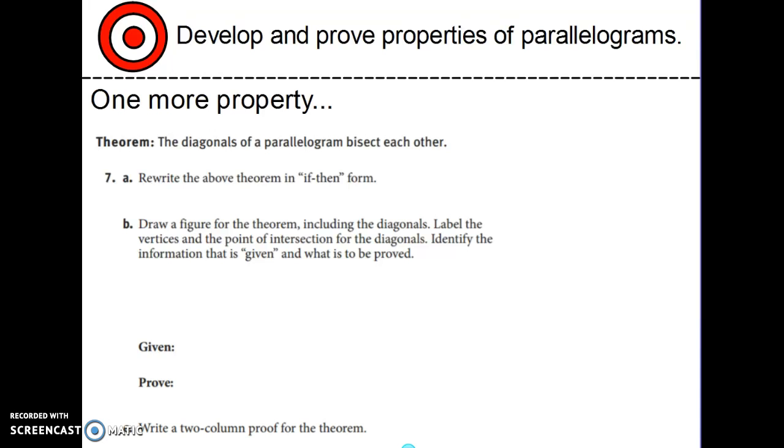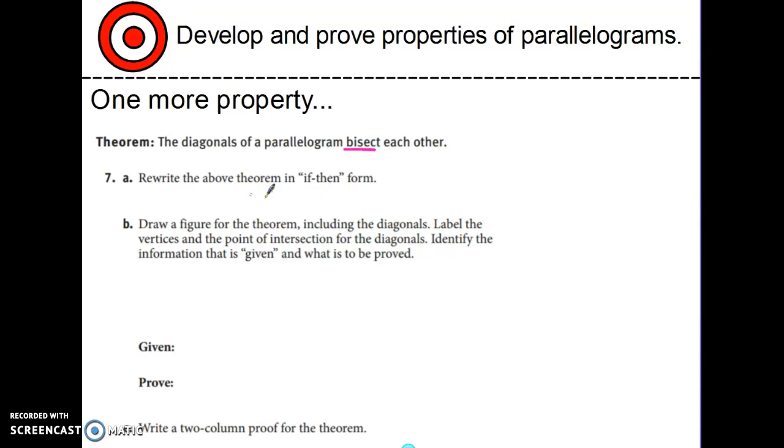So this last property is that the diagonals of a parallelogram bisect each other. Remember what bisect means. Bisect means that they divide each other in half, basically. So this does not mean that the diagonals altogether are congruent. It just means that the diagonals are going to divide each other in half.